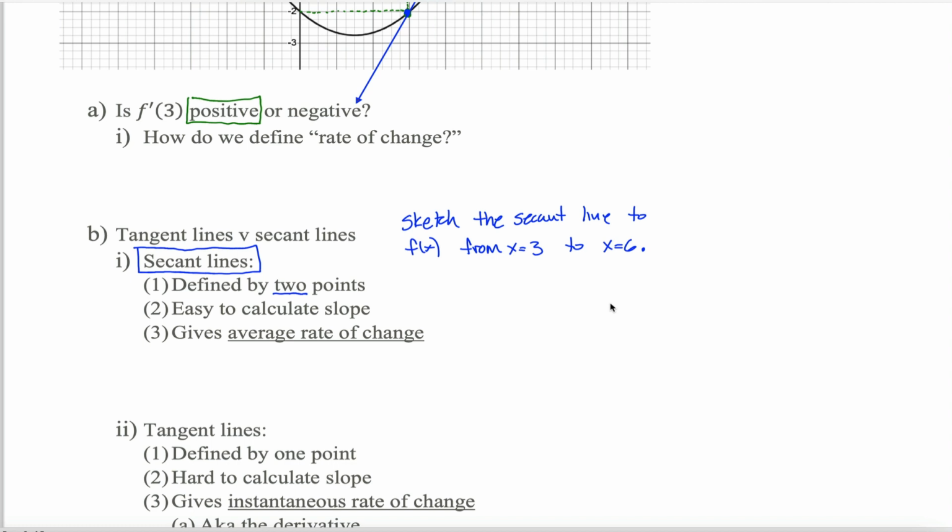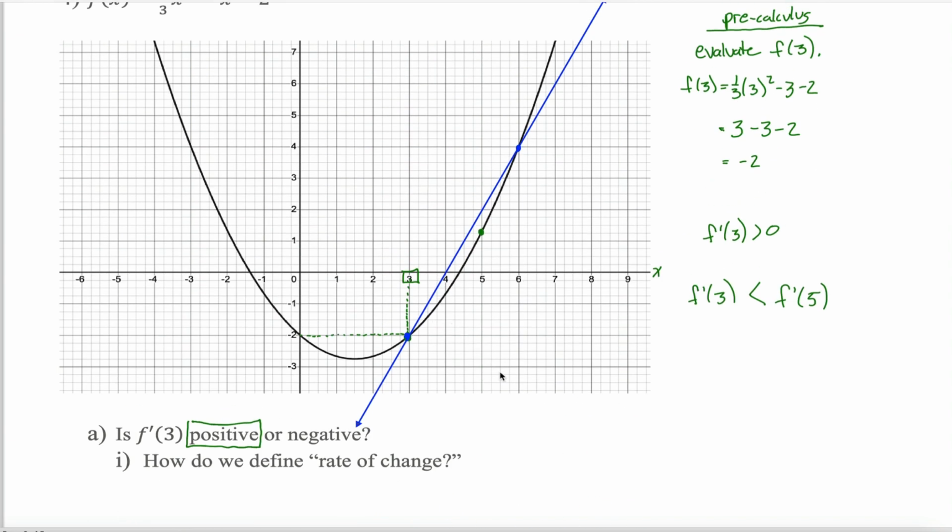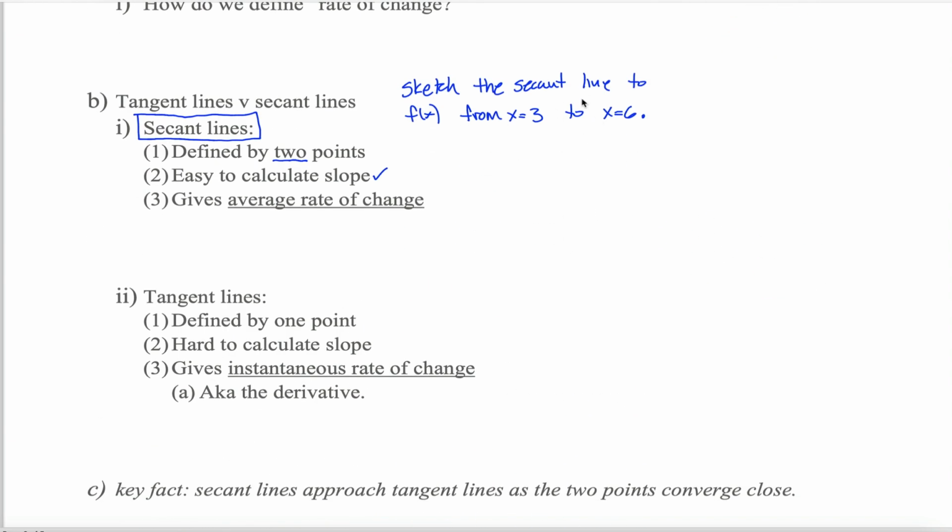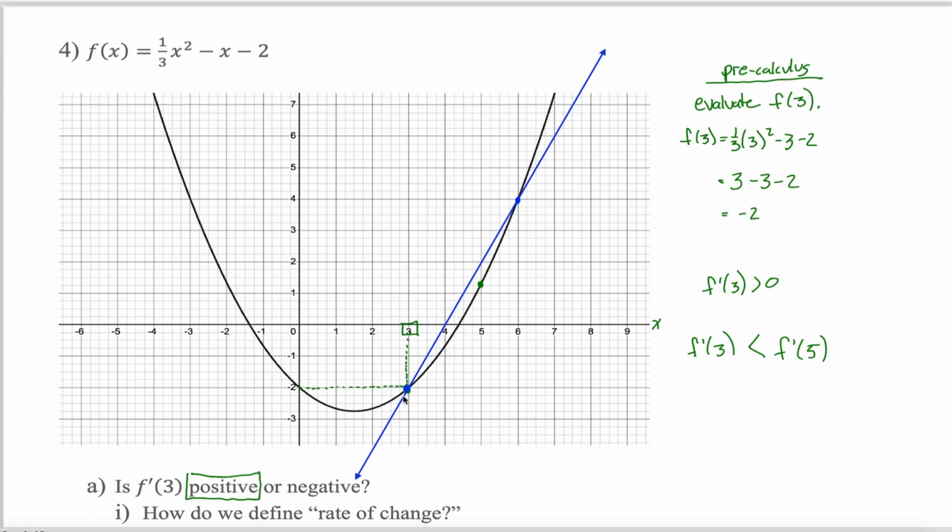Done. Nice thing about the secant line is it's really easy to calculate the slope of a secant line. Why is it really easy? Well, to calculate a slope, you need 2 different points, and a secant line is defined by 2 different points. So the minute you have these 2 different points, you're a step away from figuring out the slope. This point has an x-coordinate of 3 and a y-coordinate of -2. This point has an x-coordinate of 6 and a y-coordinate of 4.